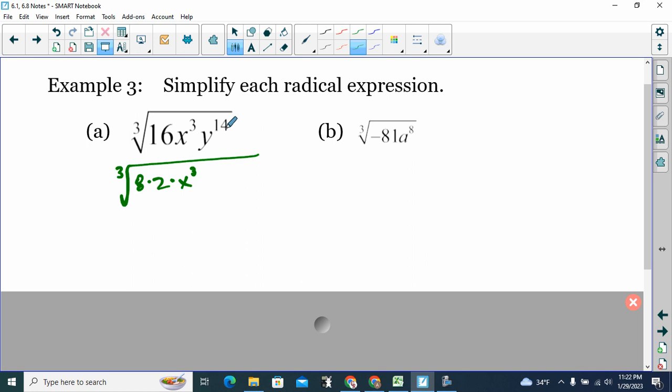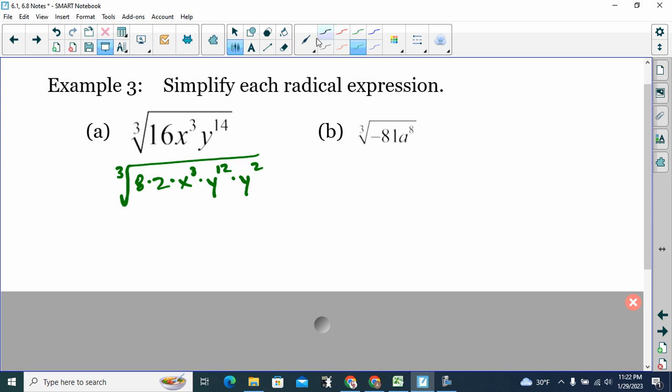And then y to the 14th. 14 divided by 3 does not come out even. So I need to split up the y's. We need a number smaller than 14 that when divided by 3 does come out even. And I want it to be as close to 14 as possible. Otherwise, I'm going to have to simplify some more later. So a number less than 14 that is divisible by 3, as close to 14 as possible. And hopefully we came up with 12. I can't just change 14 to 12 though. This needs to be times y to the 2nd, because 12 plus 2 is 14.